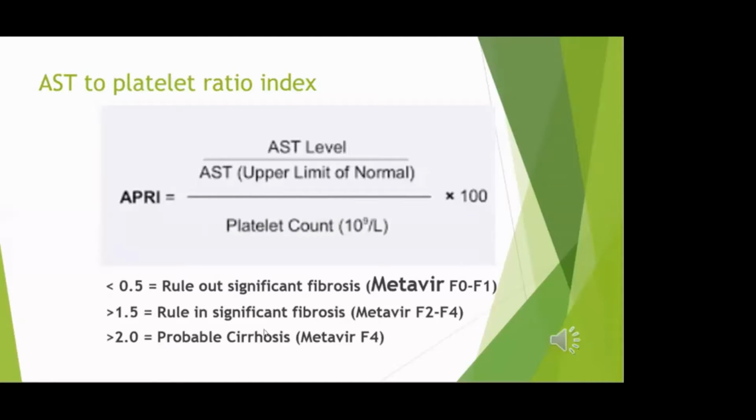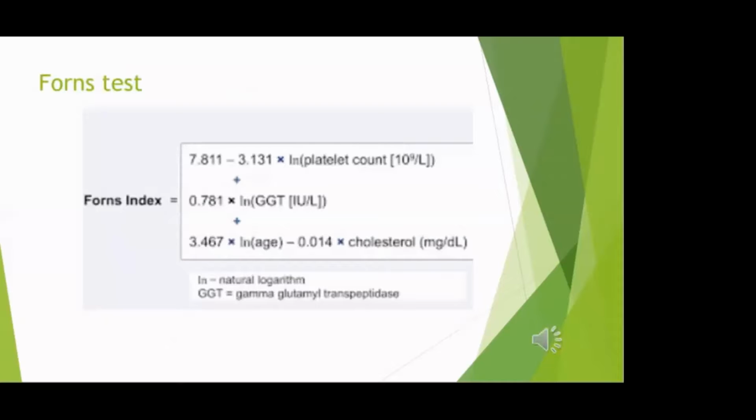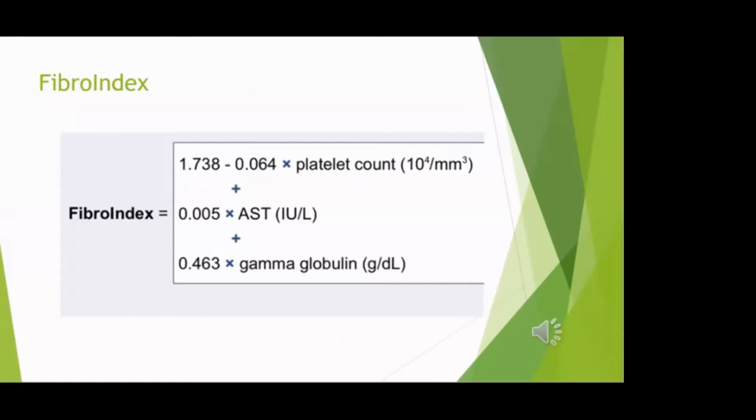Okay, so the APRI, you see the computation here, uses your platelet count, and whatever value is derived from that corresponds to the different METAVIR scores, which tells us how fibrotic the liver is. So the Forns test not only uses the platelet count, but the GGT. The fibro index test uses your transaminase, your AST, your platelet count, and your GGT.